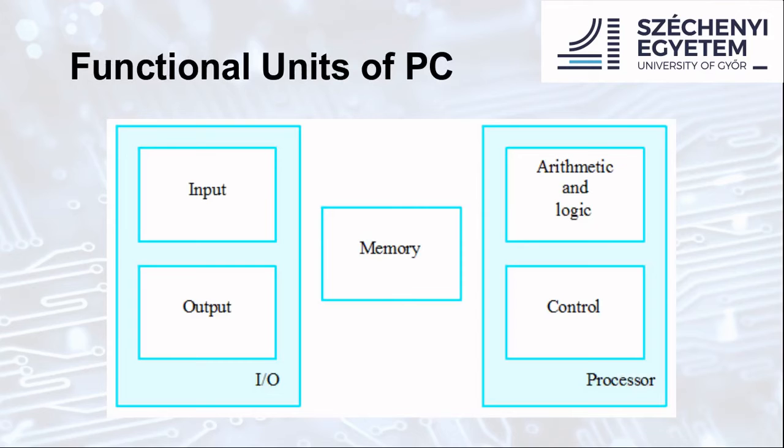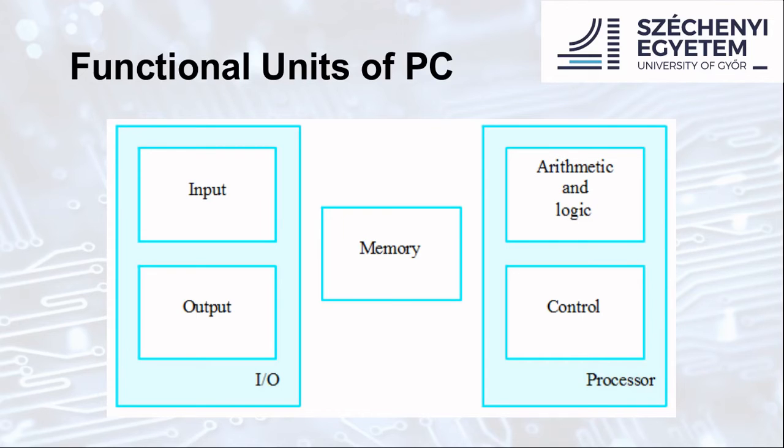The functional units are responsible for proper operation of computers. These main units are CPU, which is the central processing unit. The CPU consists of two parts that are the arithmetic logic unit and the control unit. The CPU communicates with the memory, which helps in storing data.